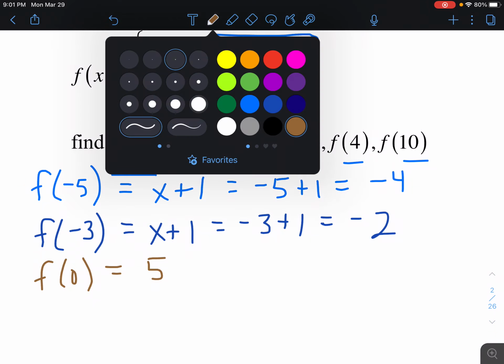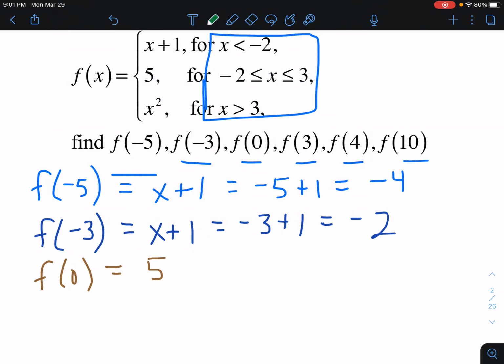All right, next up, f of 3. So 3, should I use this one? Yes, I should, right here. See the underline here? That means 3 is less than or equal to 3. So I am going to use this 5 again as my output. So f of 3 is 5.